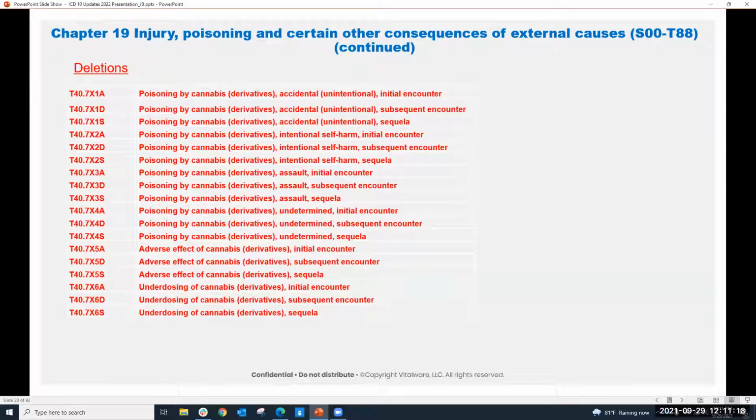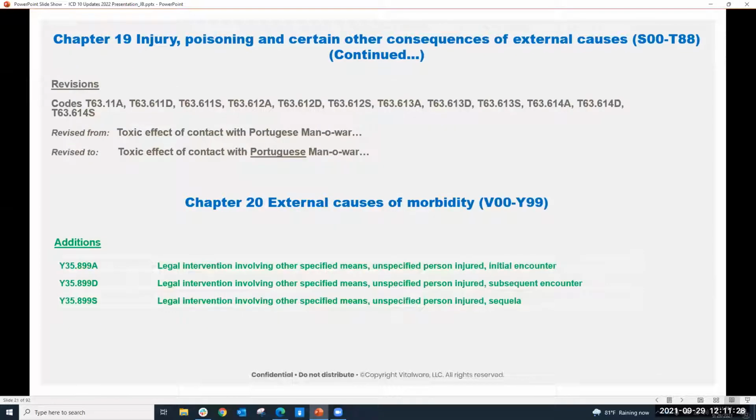Chapter 19, we have more deletions, and you'll notice that these were just expanded upon in the additions. Still chapter 19 here, for revisions, all of these codes listed needed to have their title revised. Portuguese was misspelled, so they just corrected it.